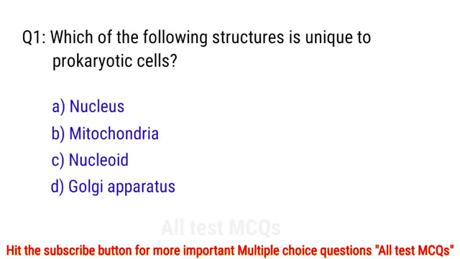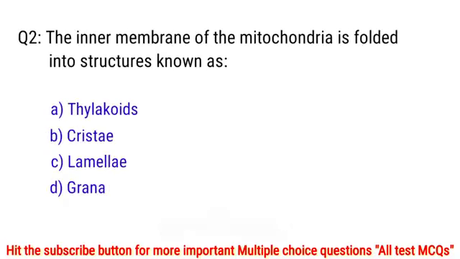Question number 1. Which of the following structure is unique to prokaryotic cells? The right answer is option C, nucleoid. Question number 2. The inner membrane of the mitochondria is folded into structure known as. The right answer is option B, cristae.